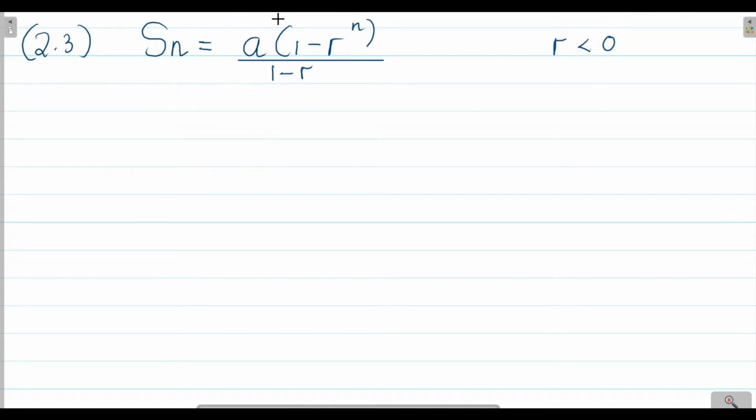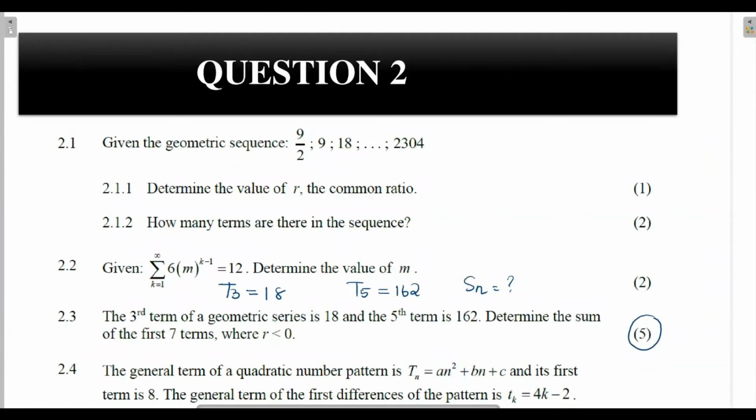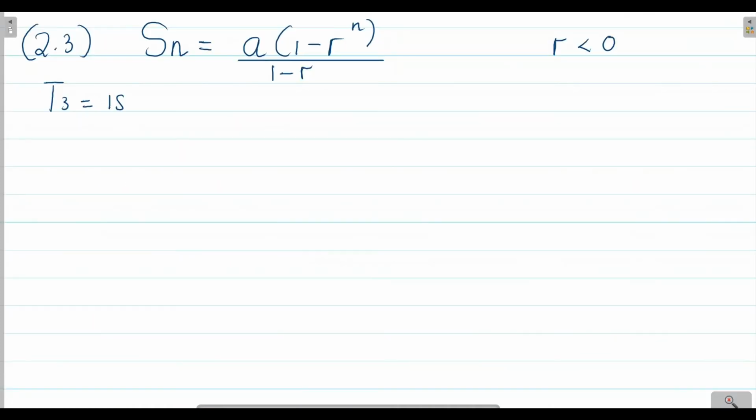Going back to the question, we are told that your T3 is equal to 18, and that your T5 is equal to 162. We need to find the sum of the first 7 terms, and we are looking for Sn. So what do we need to be able to substitute into this formula? Guys, we need the value of our R, and we also need the value of our A. The first thing we're going to calculate is the value of our R, our common ratio.